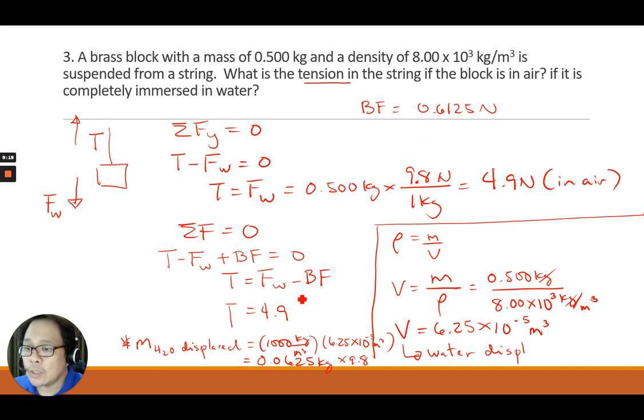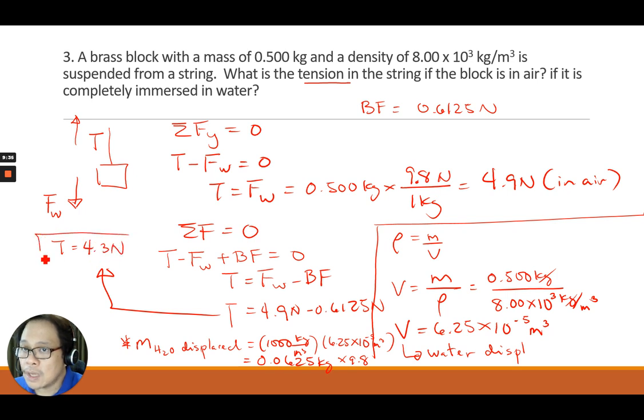So now we can continue with this. We substitute: Fw is 4.9 newtons minus 0.6125 newtons. This will give you an answer. T is equal to 4.3 newtons. This is now the tension on the string here when the brass block is completely submerged in water.